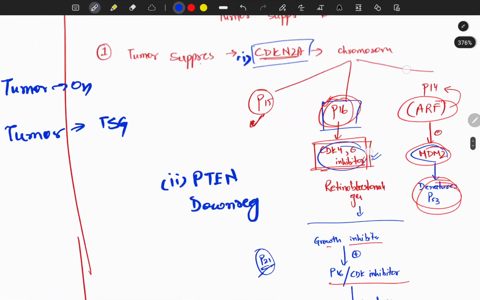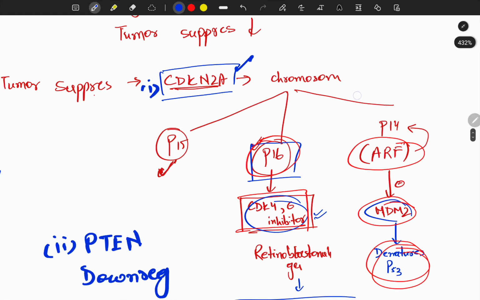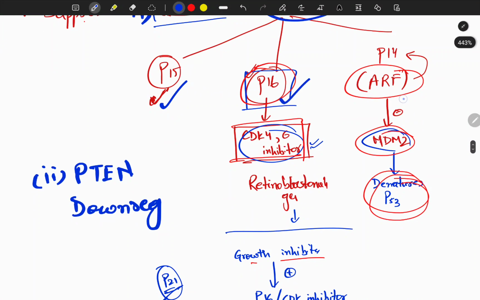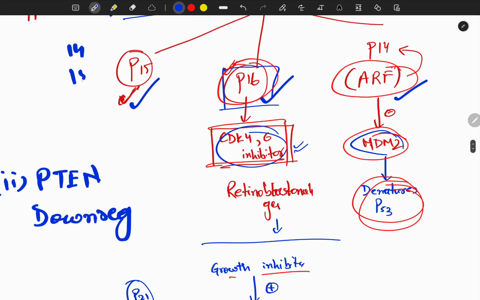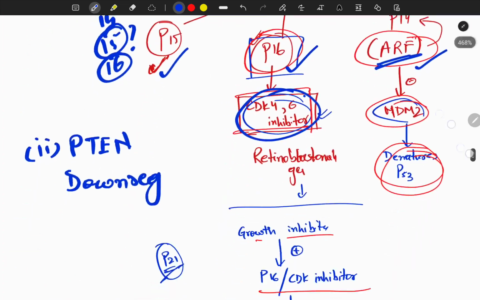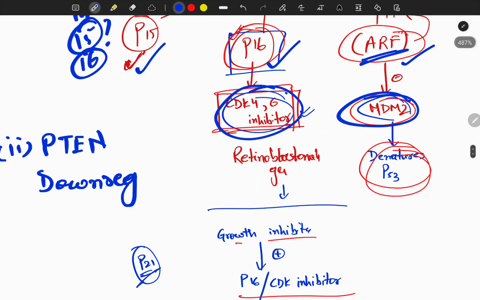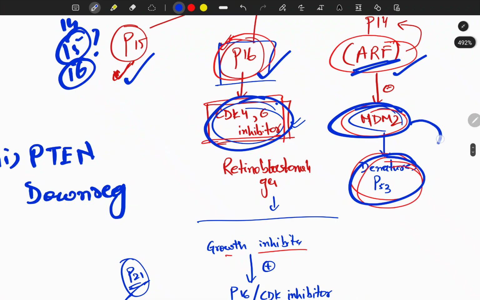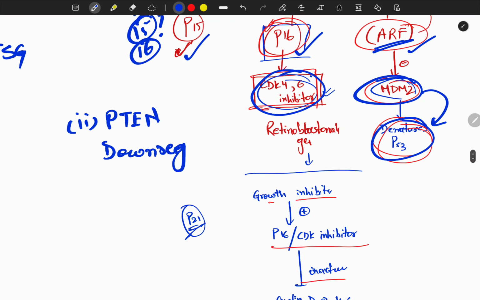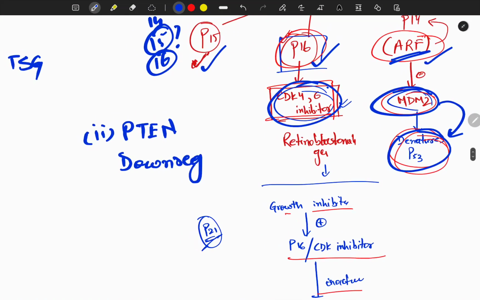Again, tumor suppressor gene CDKN2A. That's a tumor suppressor gene. It's a locus on a chromosome. P15, P16, P14. Just remember 14, 15, 16. 15, I don't know what's the use. 16 is a CDK4/6 inhibitor. P14 is also known as ARF. It inhibits MDM2, which in turn prevents degradation of P53. Inhibition of MDM2 inhibits degradation of P53.